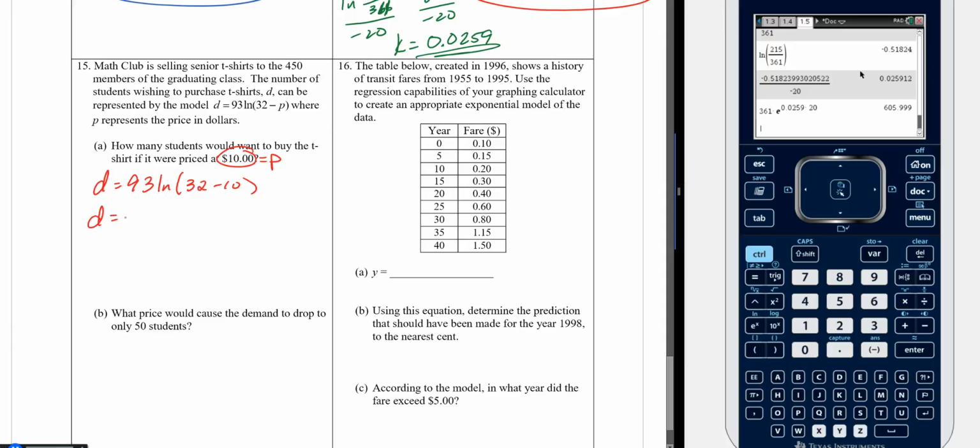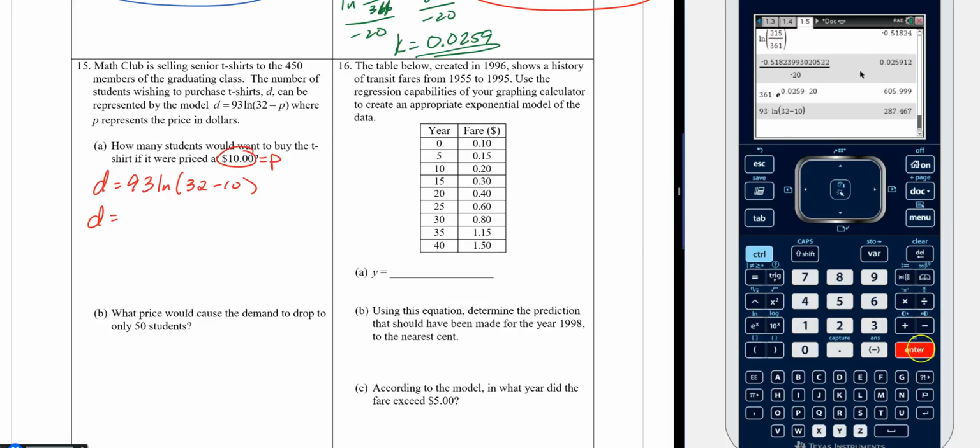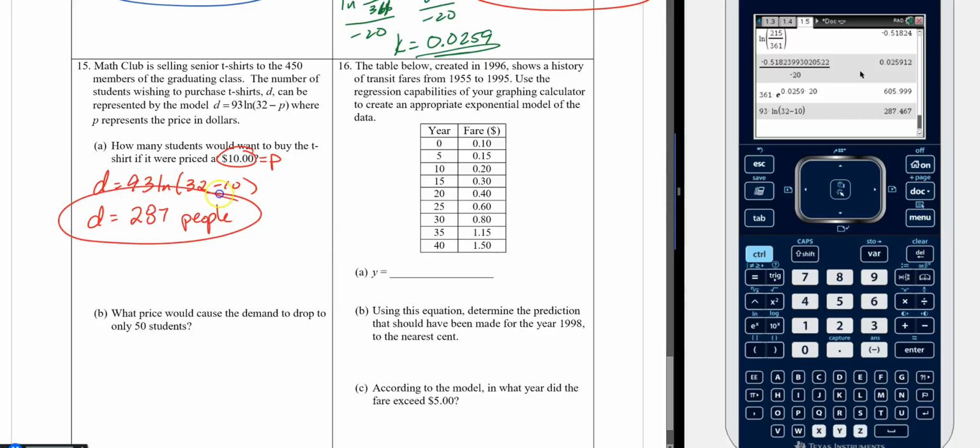So D equals, that's just a calculator problem, 93 times the natural log of 32 minus 10, which is 287.46. 287.46 people doesn't exist. We're going to round down to just 287 people, about. What price would cause the demand to drop to only 50 students?